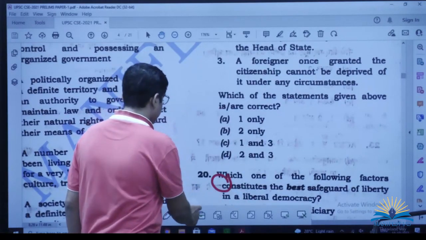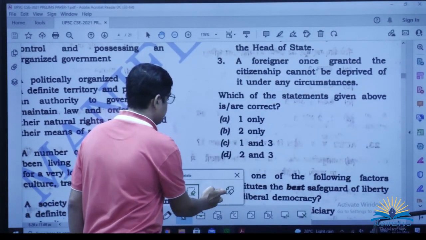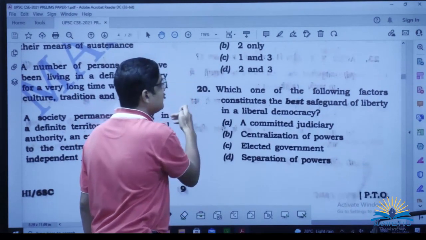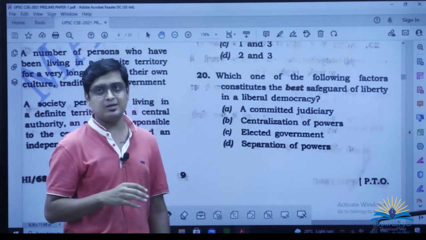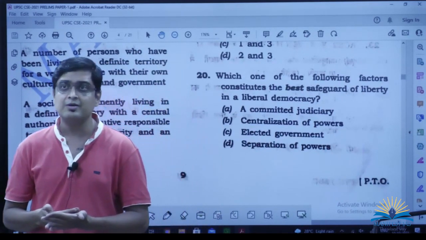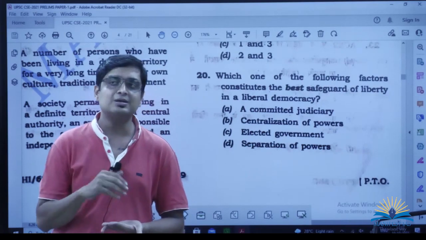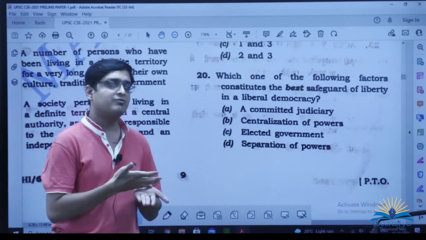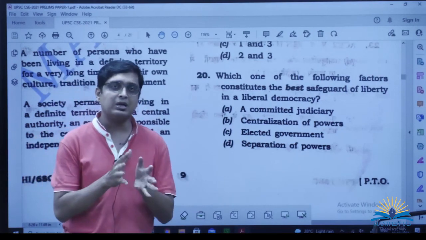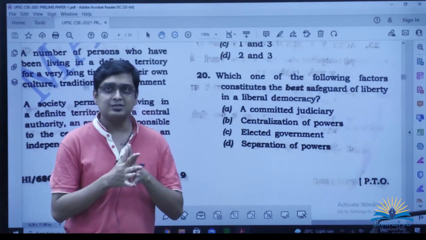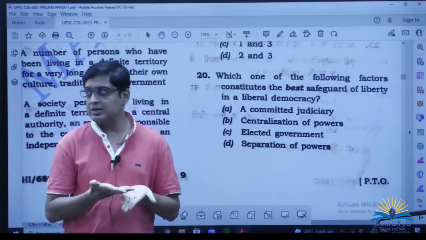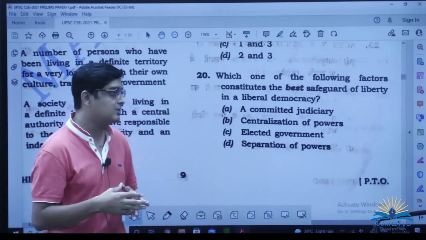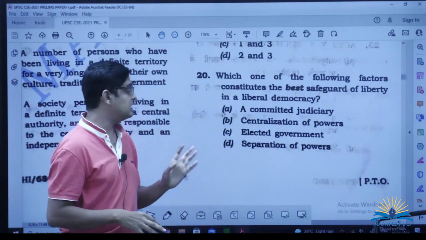Next, that is the 20th question: which of the following factors constitutes the best safeguard of liberty in a liberal democracy? This is a very, very tricky question. It seems very simple at face value, but it has certain inner dynamics. If you don't know liberal democracy, it is very difficult to answer this question. This is a purely political science question. In our political science optional classes, we discussed what is liberal democracy and the contradictions within it. Remember J.S. Mill, you'll get the answer.